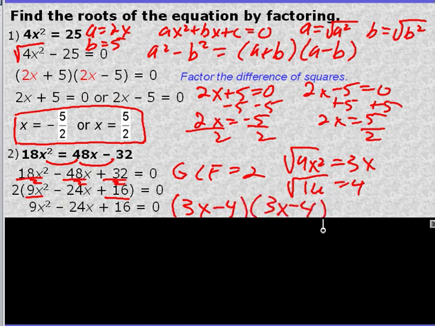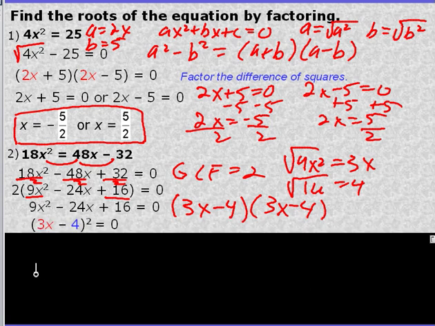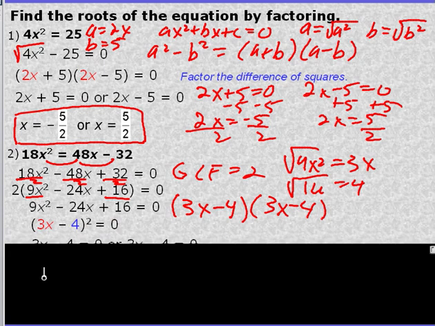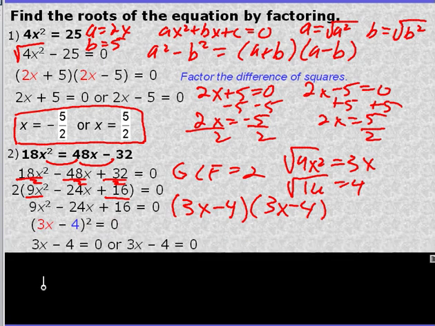This is going to be one of those special factors. All the special factors, one thing they have in common is the first and last term will be perfect squares. So if you see that, that might key you that it's going to be one of those special factors. So 3x minus 4 squared, notice you're going to have the same factor twice. You don't need to do this twice because you're going to get the same answer.